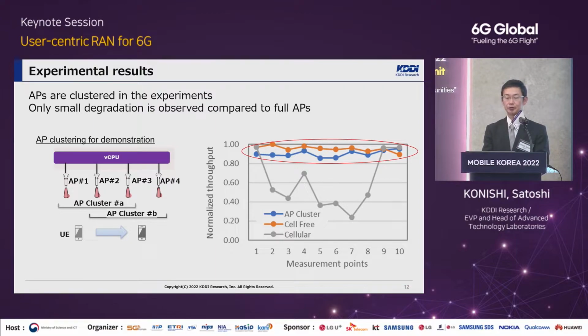Actually, we have already come up with an idea to realize an AP clustering scheme, and we have already developed a POC, proof of concept system. As you can see on the right-hand side of this slide, although the cellular system doesn't provide good performance in terms of throughput, cell-free massive MIMO does, even if we utilize AP clustering. Although a little throughput degradation can be seen, we can get good performance while achieving energy saving. Because if we utilize all the APs to make coverage for one person, we may consume a lot of energy inside all the APs.